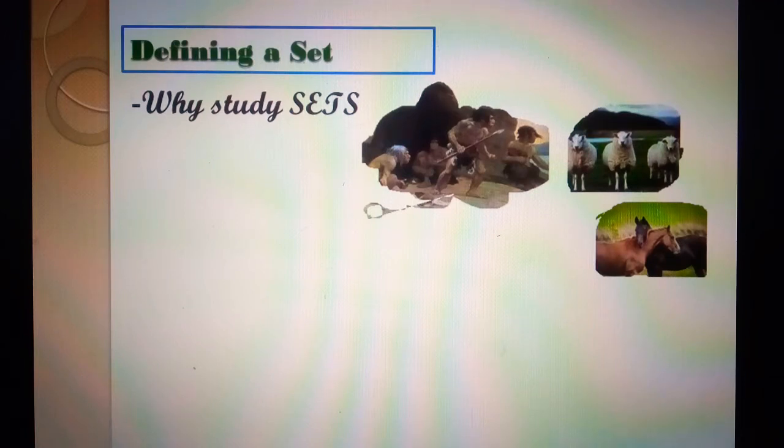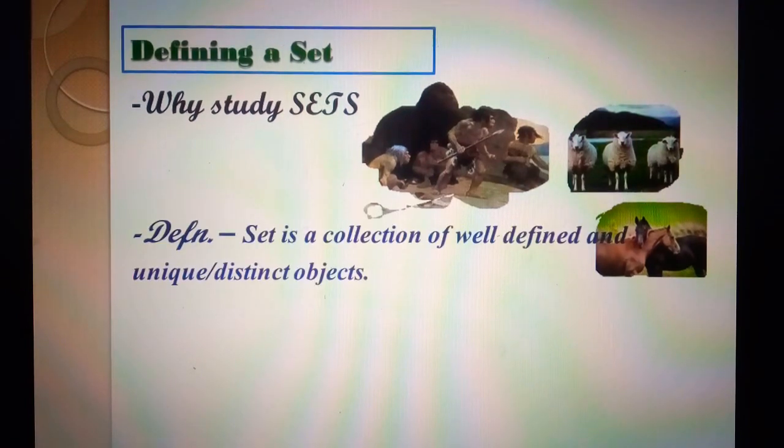But the use of set theory became hugely important when mathematicians started dealing with infinite sets like set of integers or sets of irrational numbers, etc. But at our level, our aim is just to learn the ways of using set. So we will deal with finite sets only. So now you know that set refers to collection or groups. Mathematically, a set is defined as a collection of well-defined and unique or distinct objects.